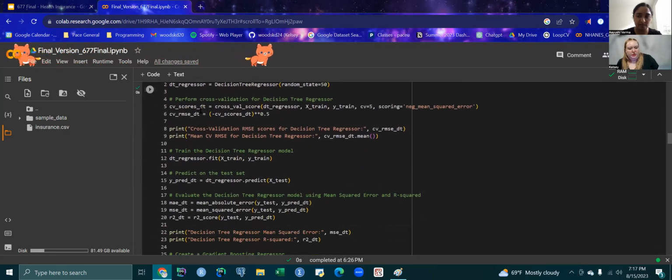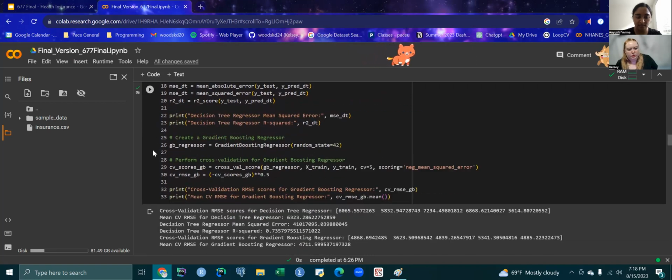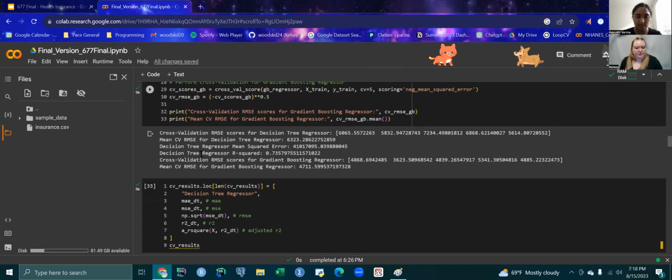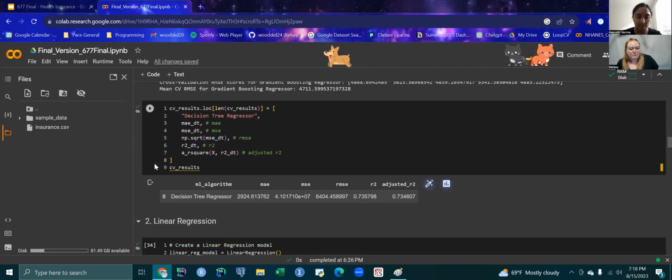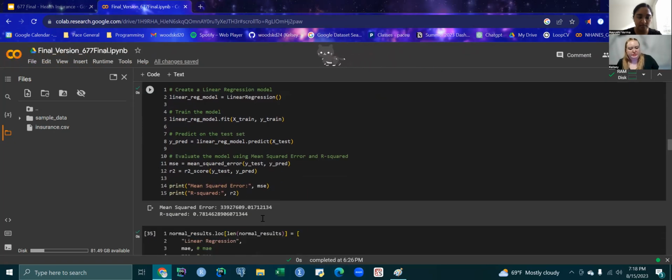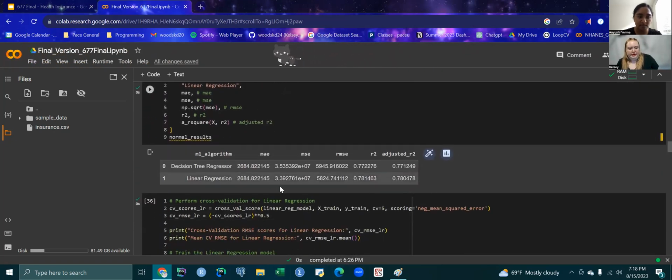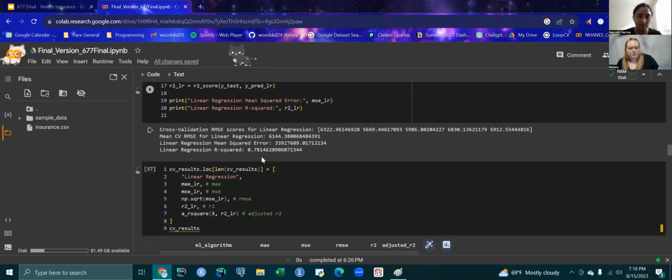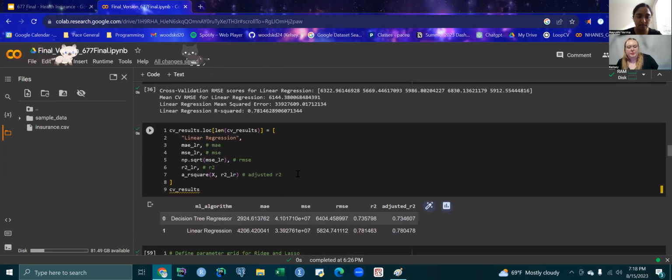We also did a cross-validation through here, which gives you the overall values of everything with the cross-validation and without. So here are all the values. Then we did the same thing with all the rest of the models. We did a linear regression, for example, same exact thing happening. We basically just repeated the code, but made sure we adjusted for the model.